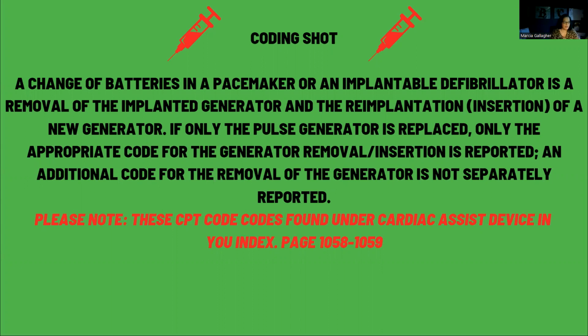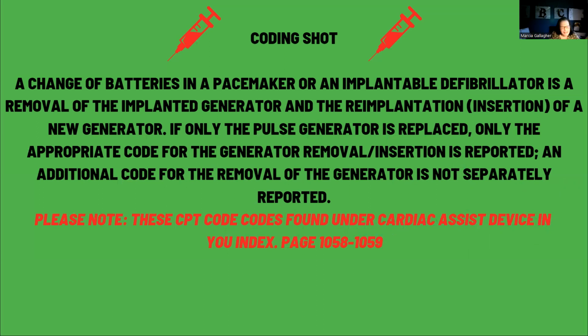Please note that the CPT codes found under cardiac assisted device in your index are going to be pacemakers and defibrillators. If you're going to look up a pacemaker or implantable defibrillator, you're not going to be able to find it under that. You're going to need to look under cardiac assisted devices. This is where you're going to find it in the back of the book in your index.